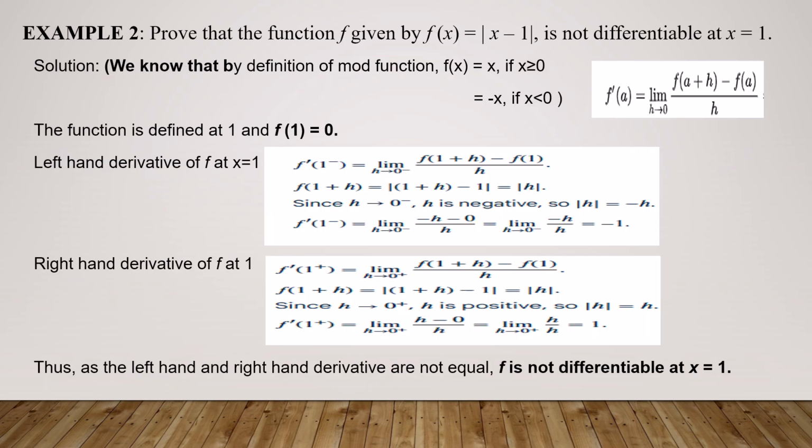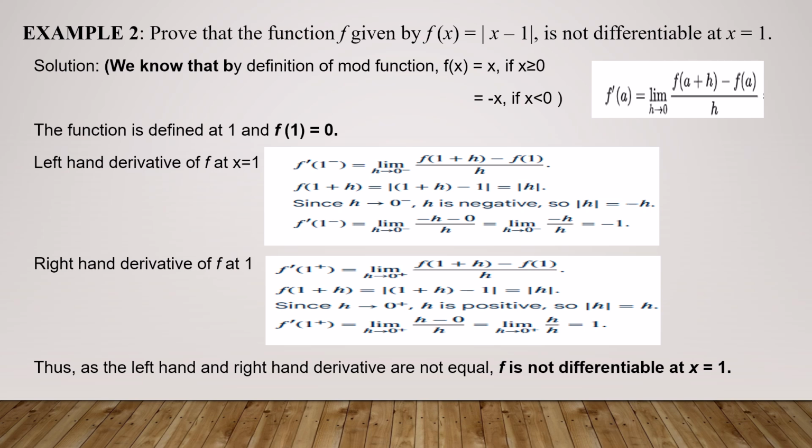Now take this example. Prove that the function f given by f(x) is equal to mod of x minus 1 is not differentiable at x equal to 1. First of all, the definition of the mod function: f(x) is equal to x if x is greater than or equal to 0, and equal to minus x if x is less than 0. Again I am explaining this: for example, mod 2 is 2, but mod of minus 2 is minus minus 2, which is 2. So this is the definition of the mod function.